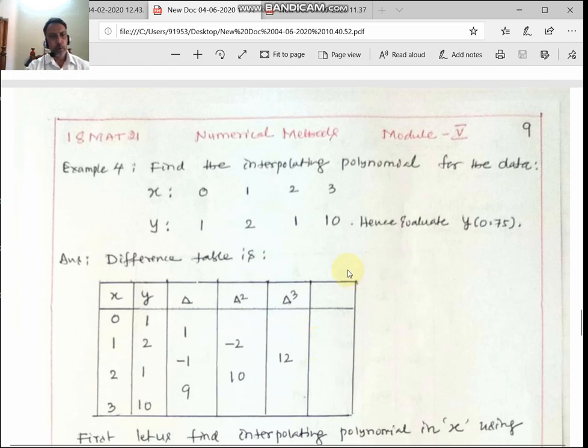In the next example, find the interpolating polynomial for the data. So the data is x values 0, 1, 2, 3. Y values are 1, 2, 1, 10. Hence, evaluate y of 0.75. So here we have to find the y value at x is equal to 0.75. So what do we need to find first? Find the interpolating polynomial, that is an expression in x.